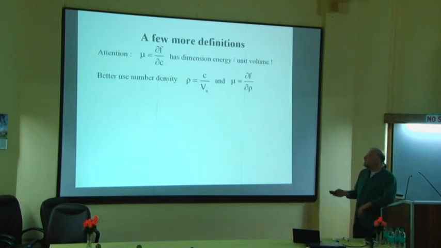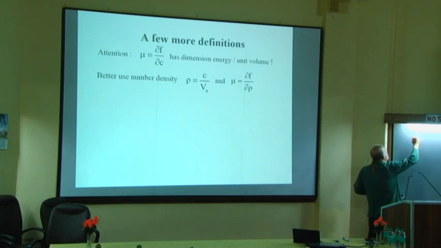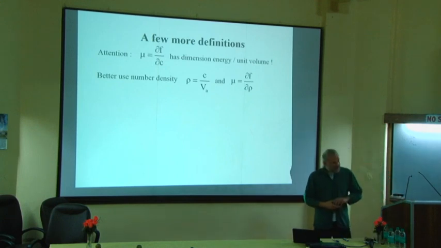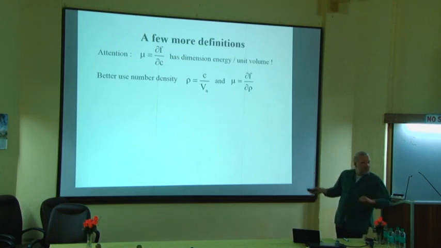And also, again, the same point. If you take mu equal dF by dc, this has dimension of energy per unit volume. So in the following, instead of working with c, I will often work with rho, which is the number density, so which is the composition divided by the atomic volume. So what's the atomic volume? The atomic volume is simply the molar volume divided by the Avogadro number. So it's the volume occupied by one atom. But don't get confused. If I write rho, you can think c. It's just a matter of changing the dimension of this quantity.